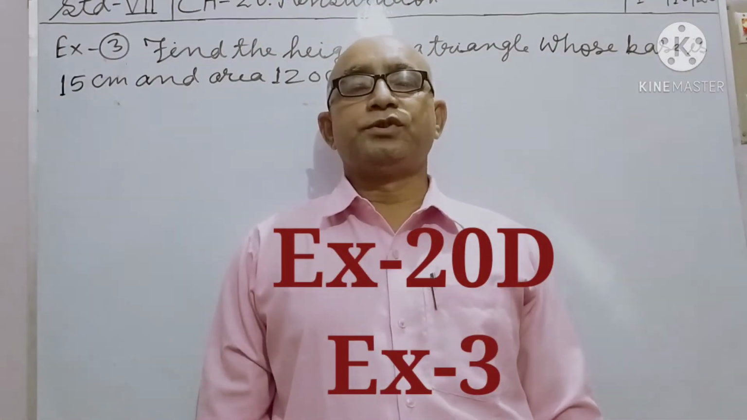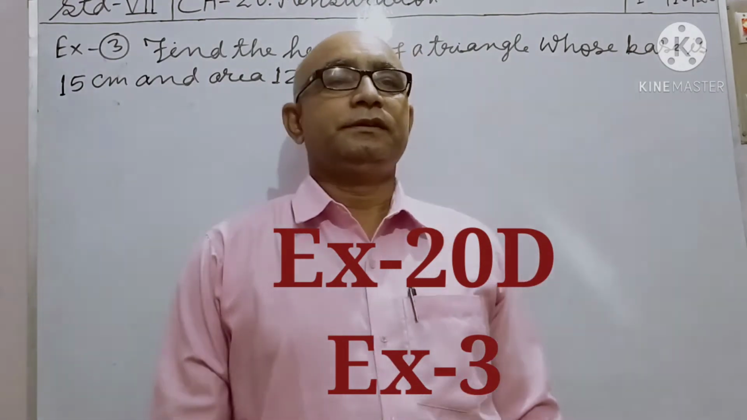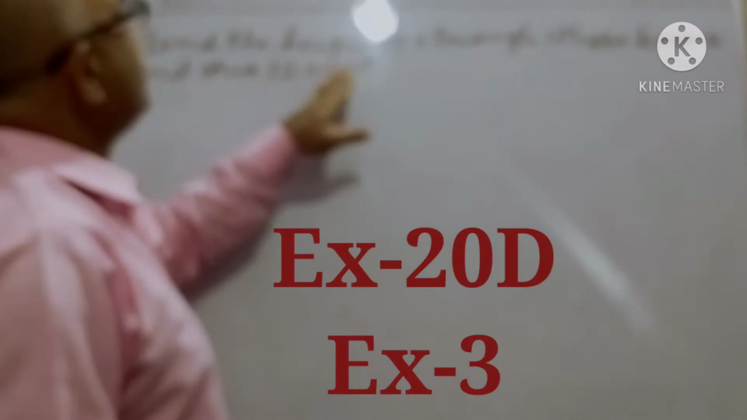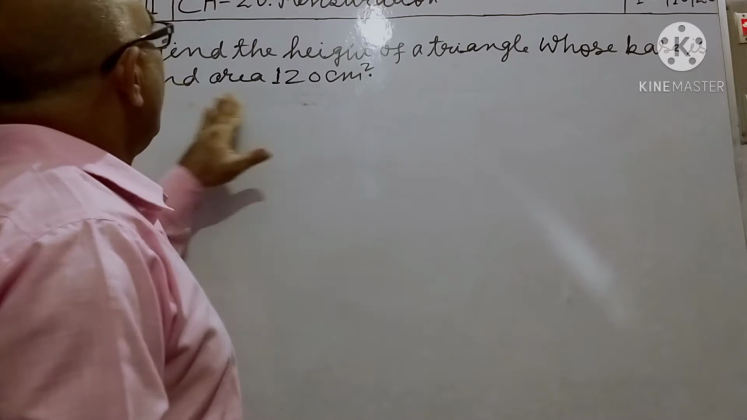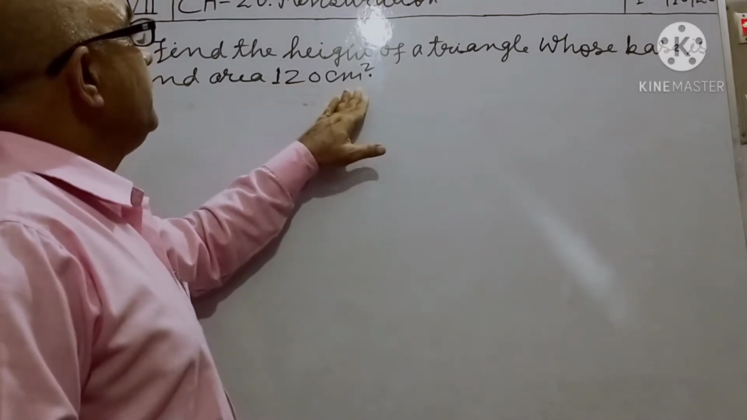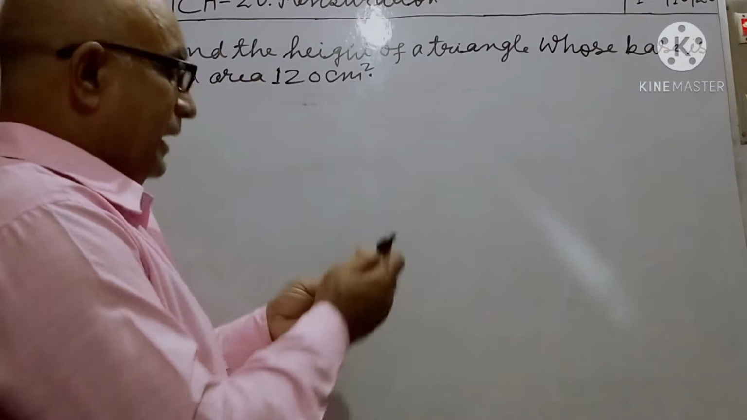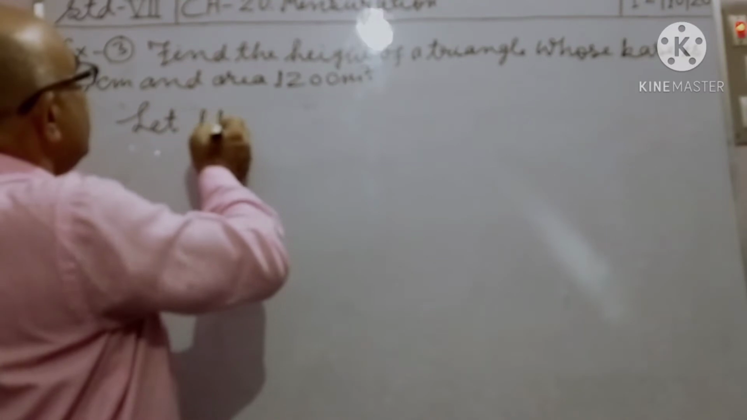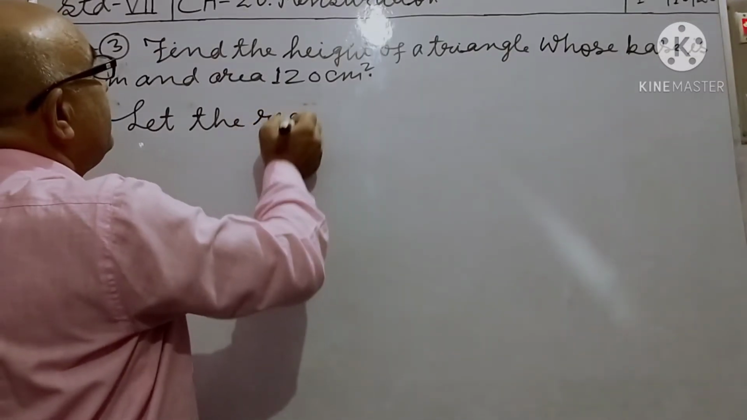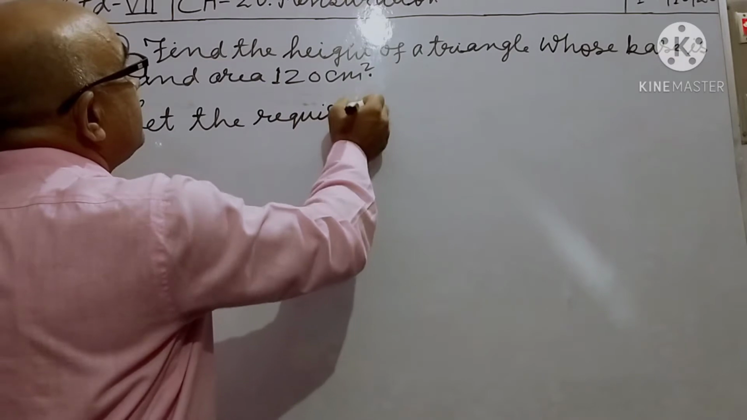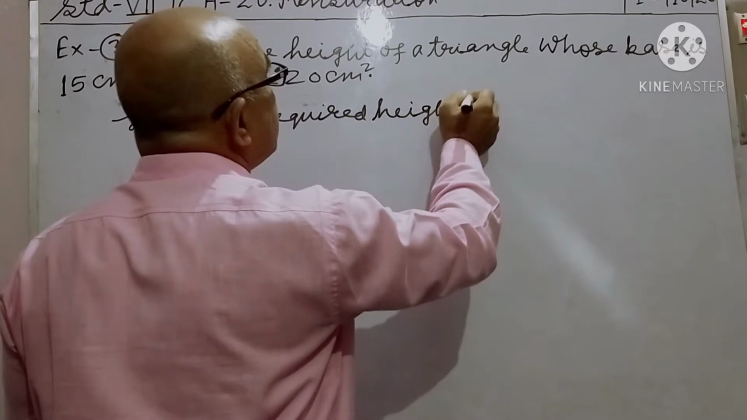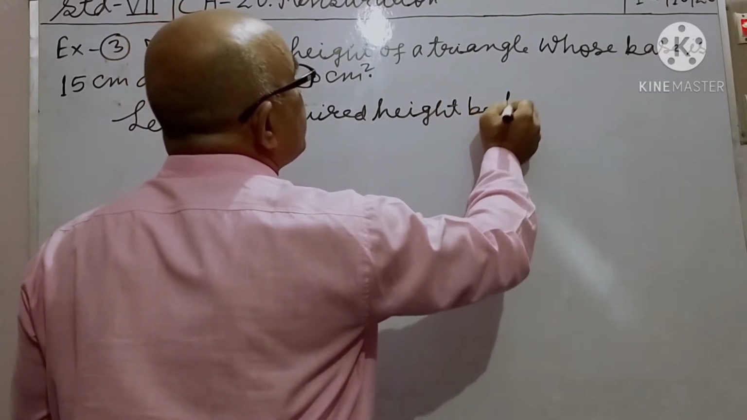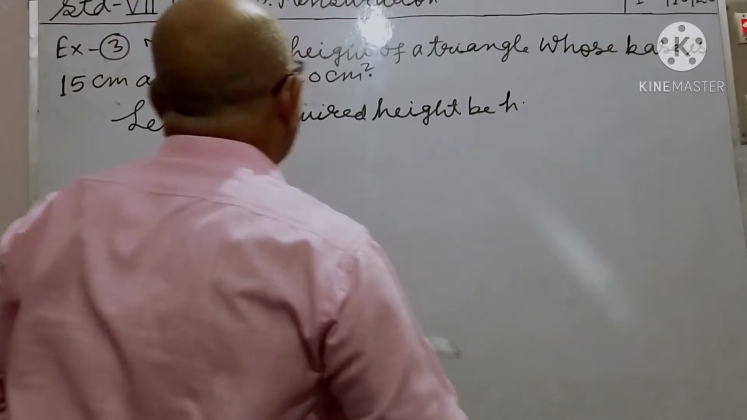Students, next question is example number 3. In this question, find the height of a triangle whose base is 15 cm and area 120 cm square. Find the height. So let the required height be h.